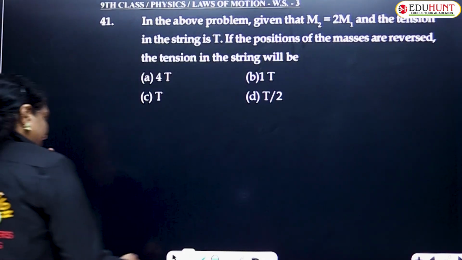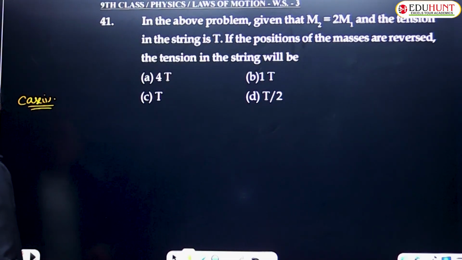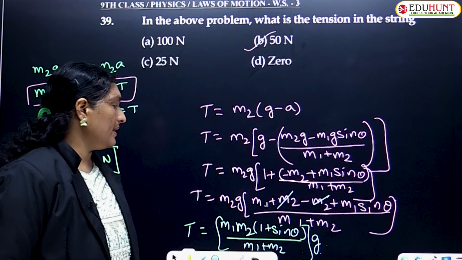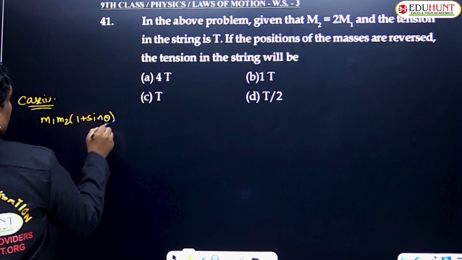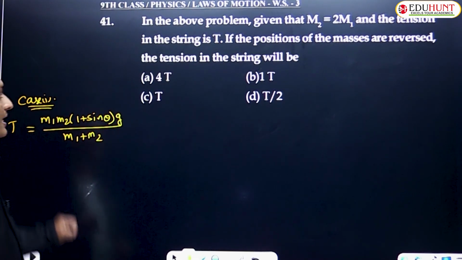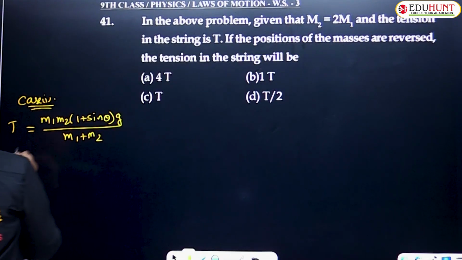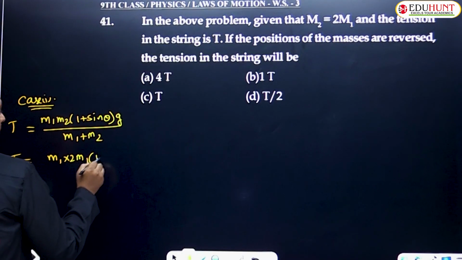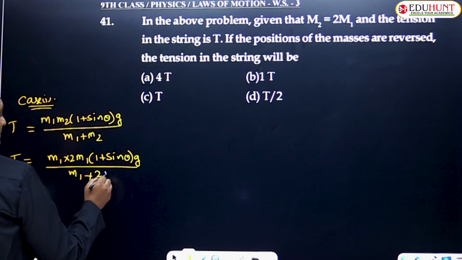First of all, let us go with case 1. Case 1 means everything regarding the old tension. So what was the formula for old tension, children? The formula for old tension is M1 M2 into 1 plus sine theta into G, by M1 plus M2. But in this case, M2 is taken as 2M1. Then the tension will be M1 into 2M1 into 1 plus sine theta into G, whole upon M1 plus 2M1, taking M2 as 2M1.